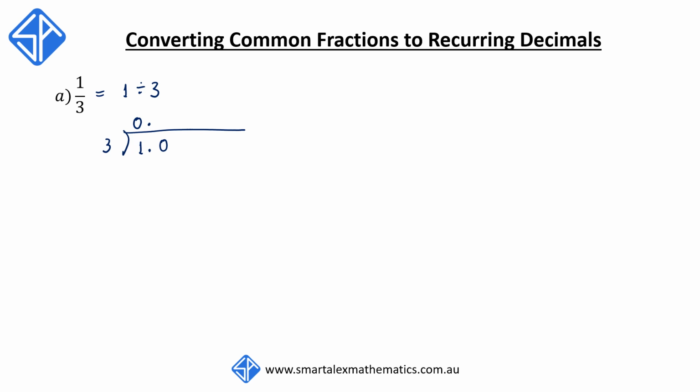Remember that by adding on a 0 after the decimal point, that's not going to change the value of 1, because 1 is the same as 1.000, and so on and so on. You can have as many zeros as you like, and it's going to be the same as 1 as long as there are no other non-zero digits afterwards. So we go back to the division.